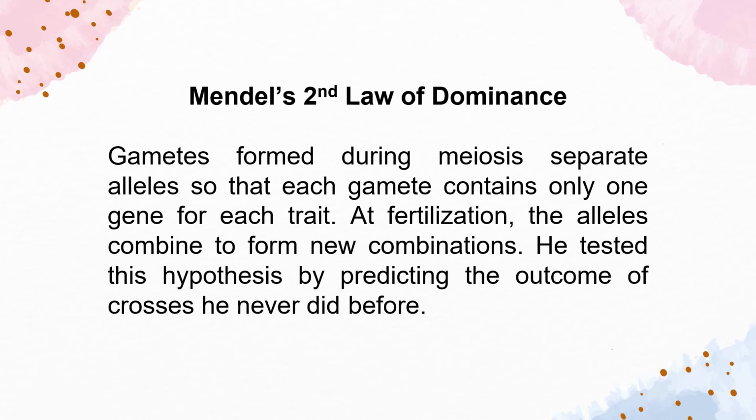Then we have here Mendel's second law, the law of segregation. Gametes formed during meiosis separate alleles so that each gamete contains only one gene for each trait. At fertilization, the alleles combine to form new combinations. He tested this hypothesis by predicting the outcome of crosses he never did before.